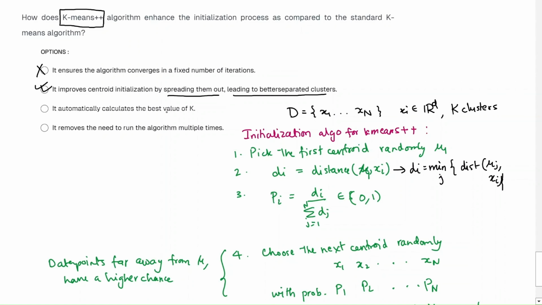It automatically calculates the best value of k. This is also not correct, because k is a hyperparameter and it is typically chosen using hyperparameter tuning, using a special method called the elbow method. The last option says it removes the need to run the algorithm multiple times. This is also ridiculous.